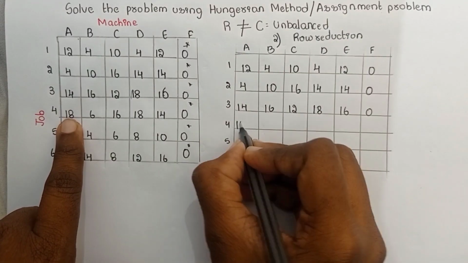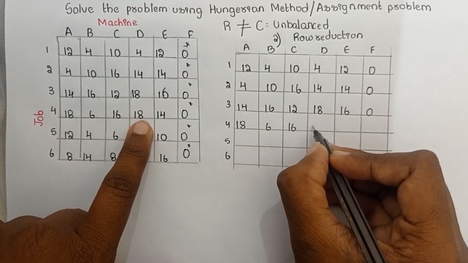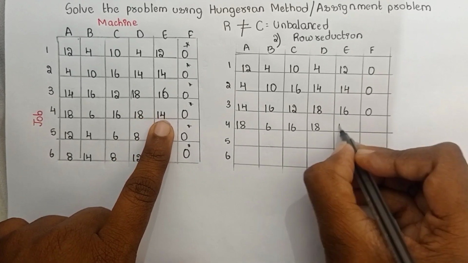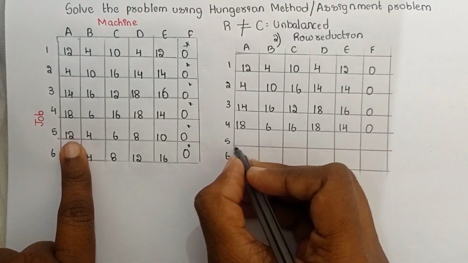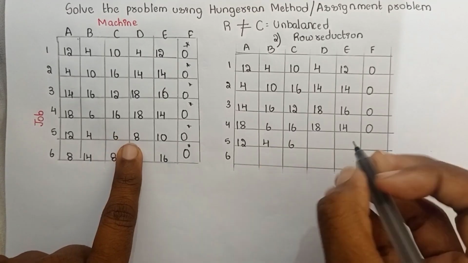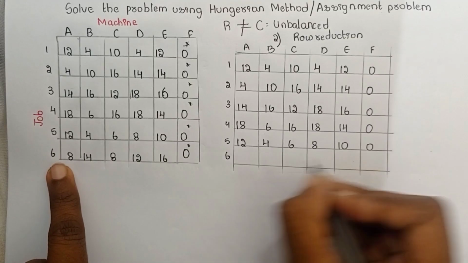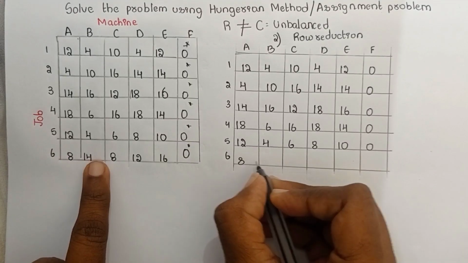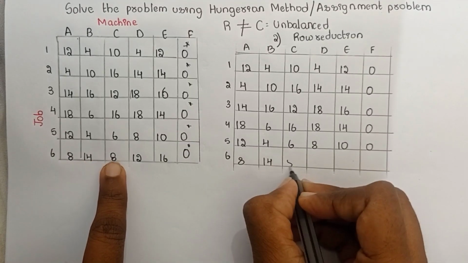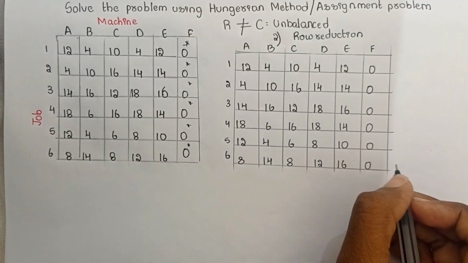So 18 minus 0 is 18, 6 minus 0 is 6, 16 minus 0 is 16, 18 minus 0 is 18, 14 minus 0 is 14, 0 minus 0 is 0. So 12 minus 0 is 12, 4 minus 0 is 4, 6 minus 0 is 6, 8 minus 0 is 8, 10 minus 0 is 10, 0 minus 0 is 0. So 8 minus 0 is 8, 14 minus 0 is 14, 8 minus 0 is 8, 12 minus 0 is 12, 16 minus 0 is 16 and 0 minus 0 is 0.